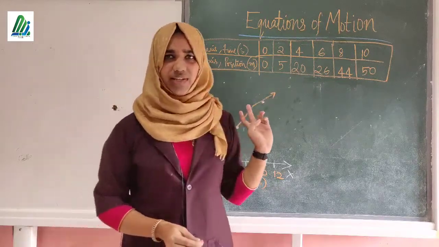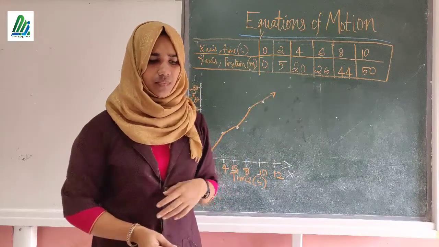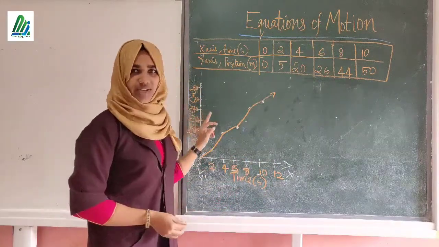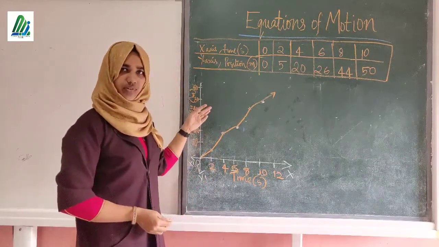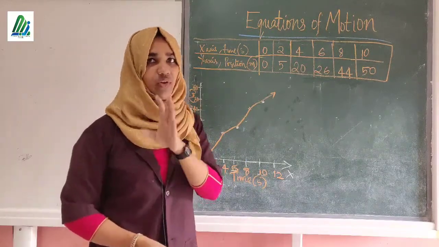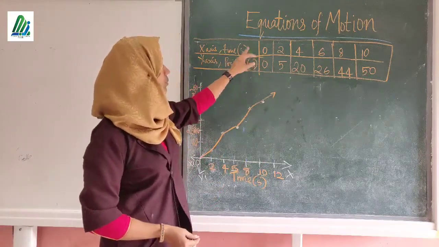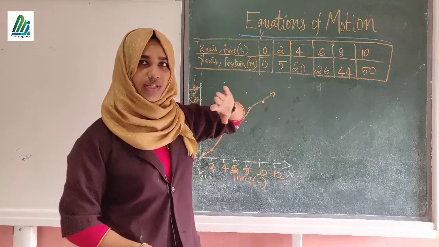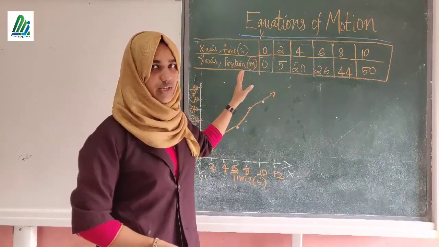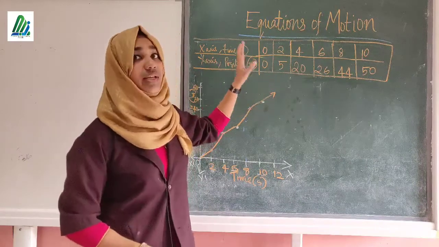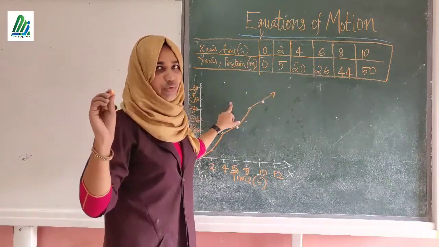Is this a straight line graph? No. Then what's the nature of this graph? It's not a straight line. I think all of you got it, because here the time and position are not in equal intervals. They are different in equal intervals of time. So I got a non-uniform graph.